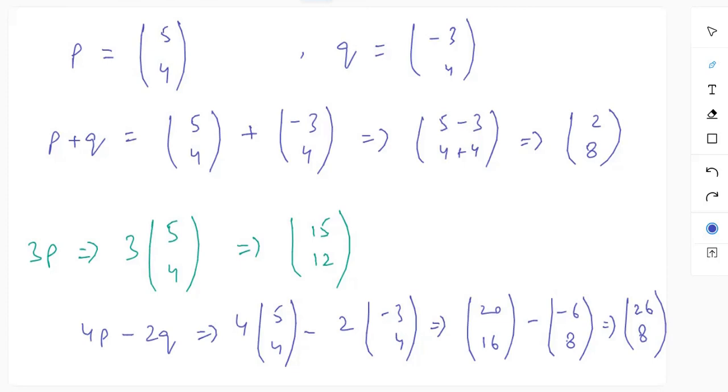Okay, is this clear to everyone? Any issues with this? Any problems with this?